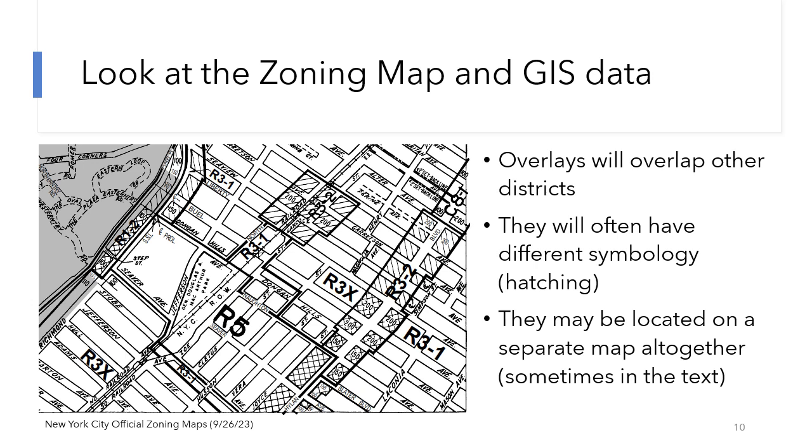Overlays may be located on a separate map altogether from your base districts, and that map could be located within your zoning text, so always be sure to check the text itself for maps.